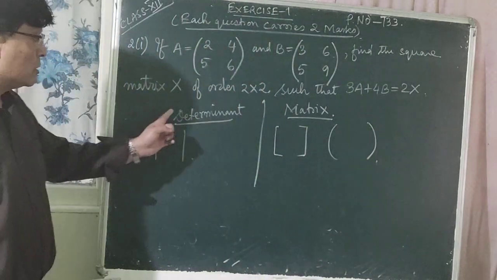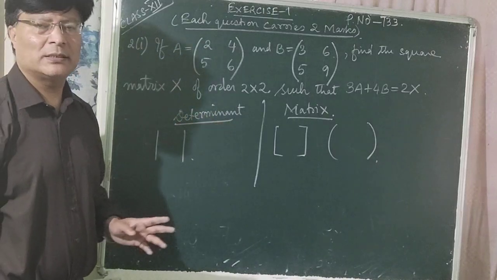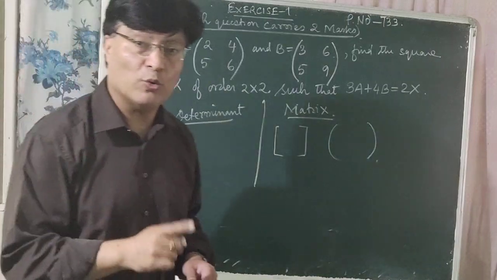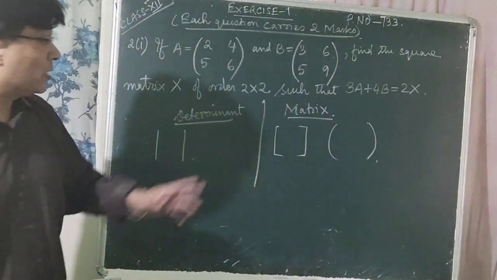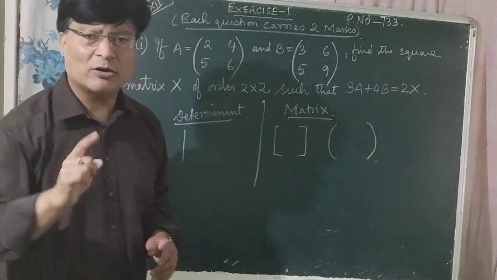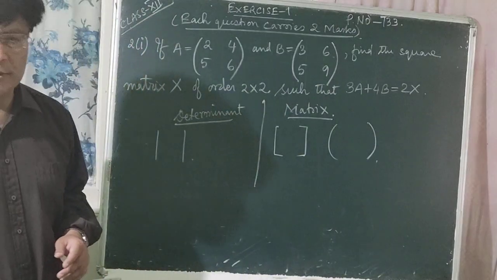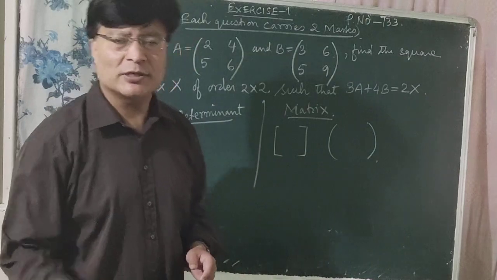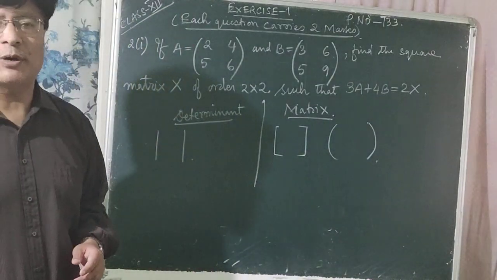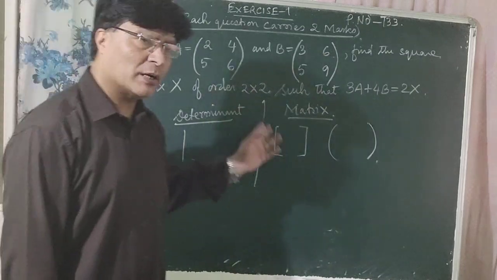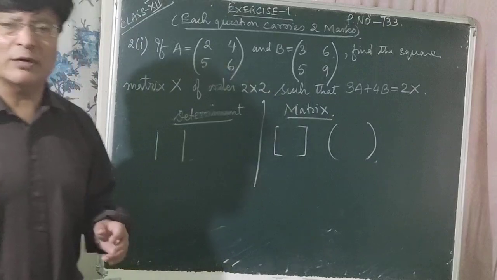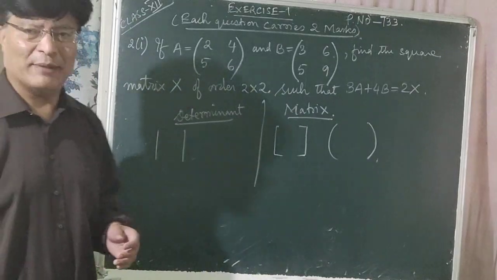Okay. So in case of determinant, the number of rows is always equal to the number of columns, right? But in case of matrix, the number of rows may or may not be equal to the number of columns. That means the number of rows may be equal to the number of columns or may not be equal to the number of columns in case of matrix.